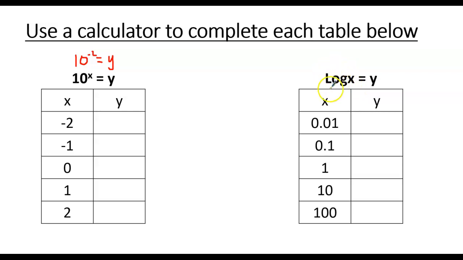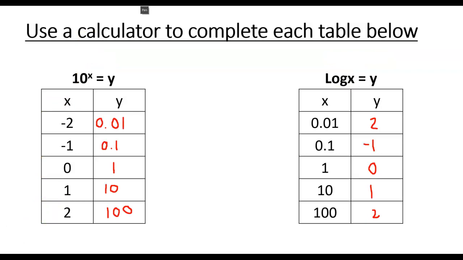You all should have a log button on your calculator, and sometimes you have to enter the number first. So if you wanted to find log of the first one, which is 0.01, sometimes you'd have to enter the number first and then push log, or sometimes you push log and then the number. You'll just have to experiment on your calculator to see which one works for you. But go ahead and do that and then fill in these tables, and then when you pause the video, I'll show you the solutions and we'll talk about what the results mean.